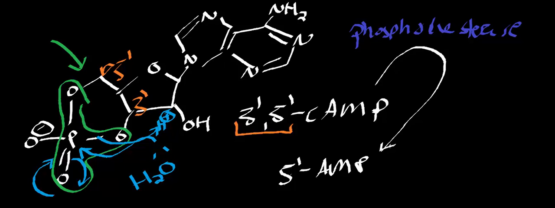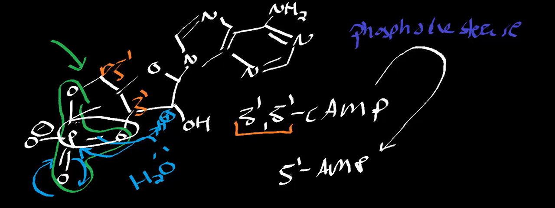But anyways, we hydrolyze this bond right here, and we end up generating 5' adenosine monophosphate. Now, adenosine monophosphate doesn't have the same activity that cyclic AMP has.